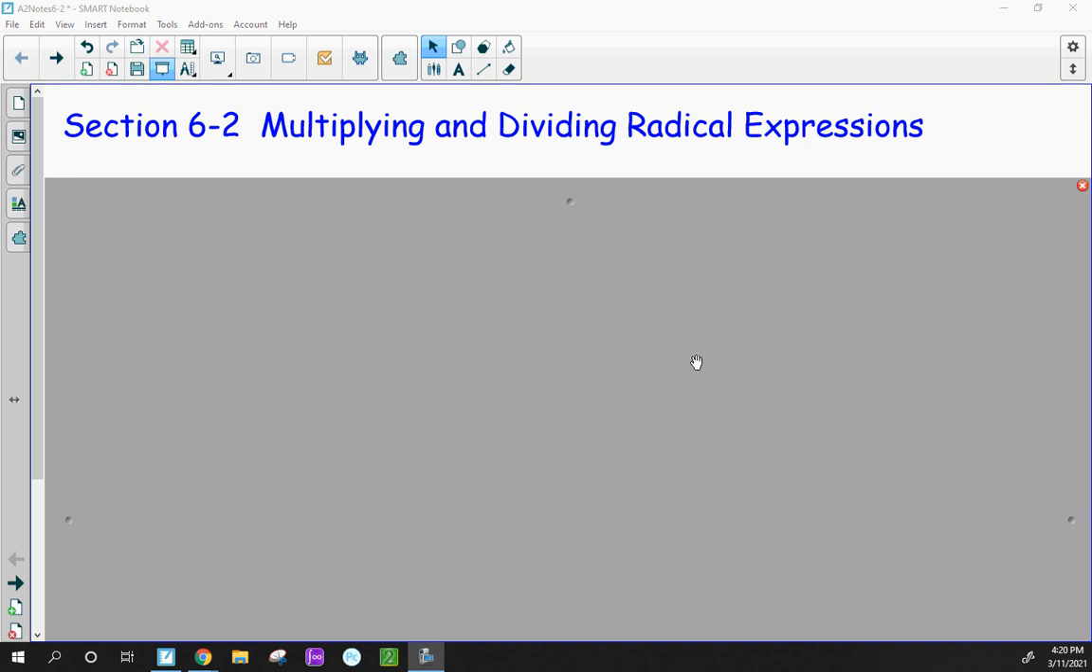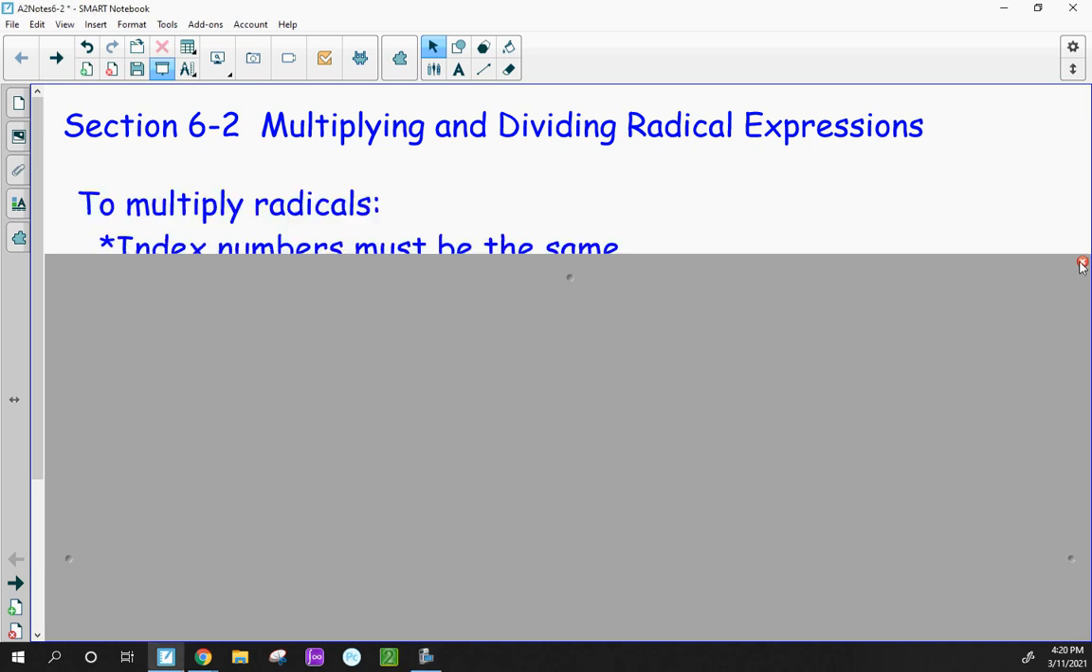Algebra 2. Today we're going to look at Section 6.2 in our textbook, and our learning target is how we multiply and divide radical expressions. I will also be showing you how to simplify radical expressions without a calculator, so you're not giving decimal answers.